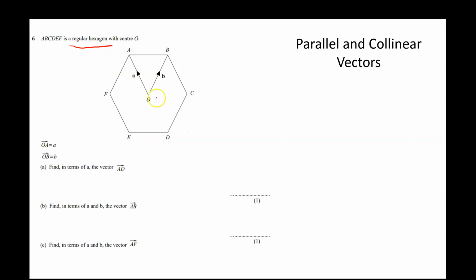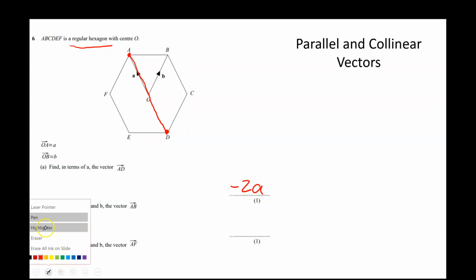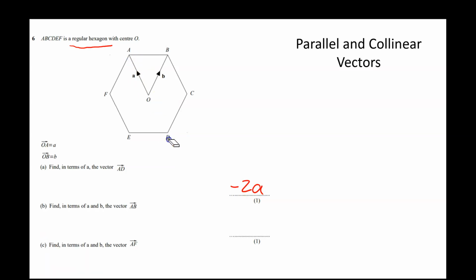We've got 360 degrees, obviously shared between 6. So find in terms of A the vector AD. So A is there, D is there. Well, basically it's straight down there, and that is minus 2A. Okay, so it's basically because this distance here is the same as this distance, equilateral triangles, it's basically a straight line.